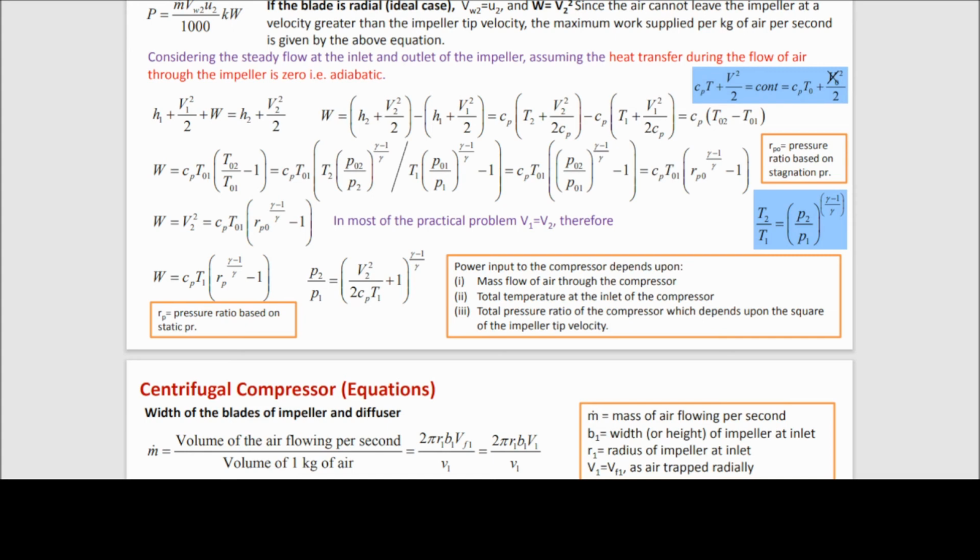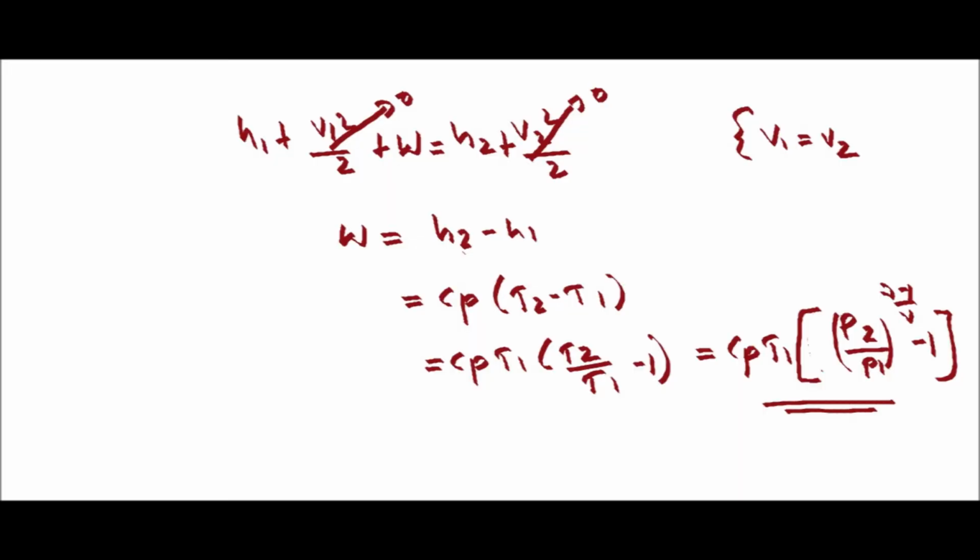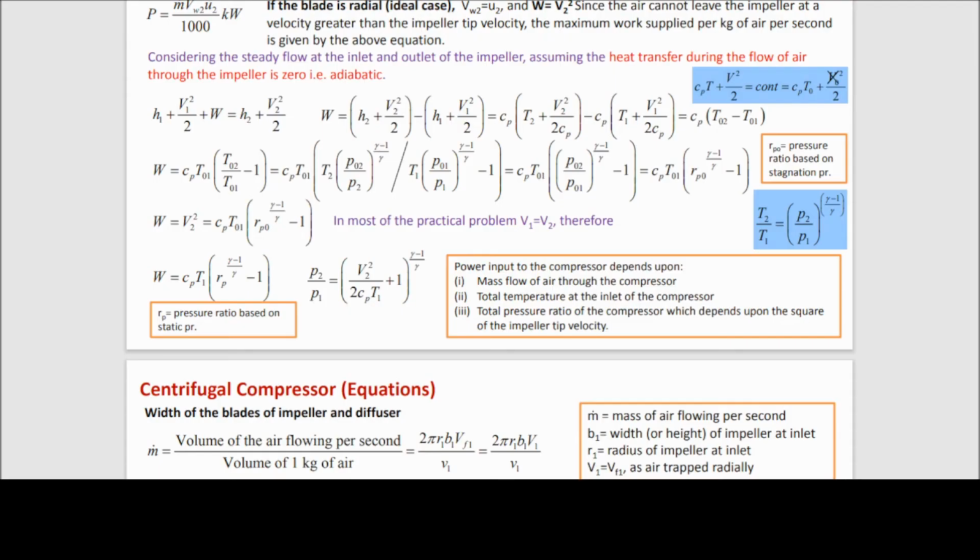So this will be T2 by T1 minus 1, and this is Cp T1 into P2 by P1 to the power gamma minus 1 by gamma, minus 1. The same equation. This W is equal to, the same equation I have written here, Cp T1 Rp, where this P2 by P1 is the pressure ratio in terms of static pressure, to the power gamma minus 1 by gamma, minus 1.